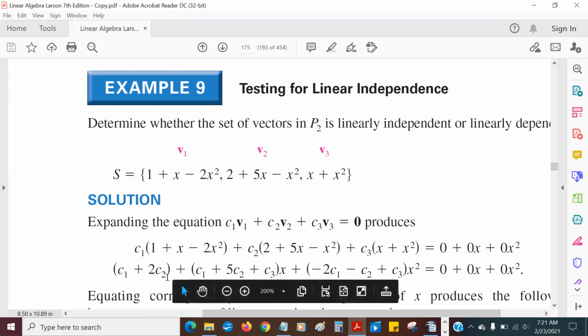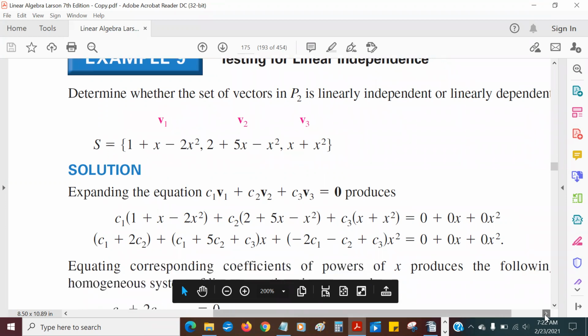And now I'm distributing and gathering together the like terms. These are the pure constants right here. These guys here are the coefficients of x. So I take C1 times x, C2 times 5x, and C3 times 1x. So that's why I have C1, 5 C2, that's where the 5 came from over here, and C3. And these are the coefficients of x squared, and we're setting them equal to the 0 polynomial. And now we want to see what's the story with the solution here. So let's take a look.